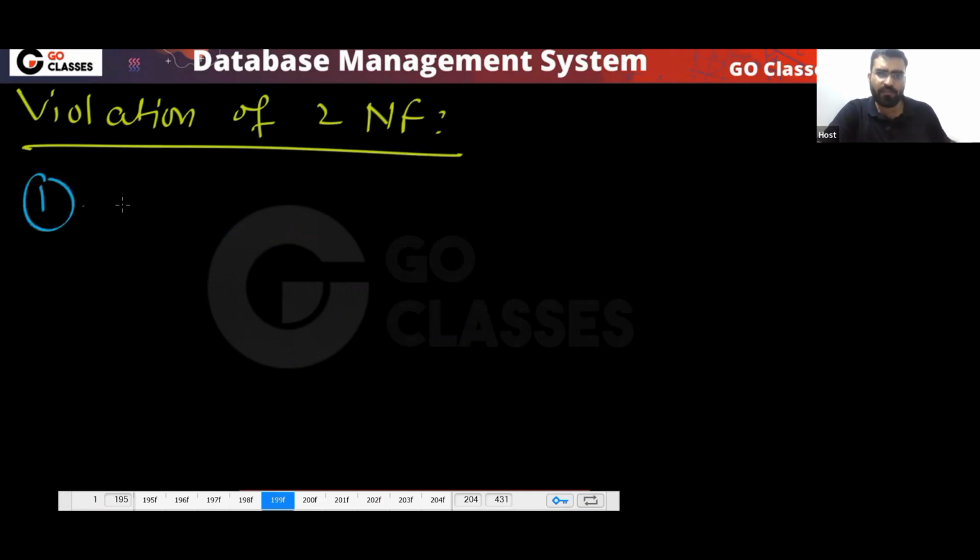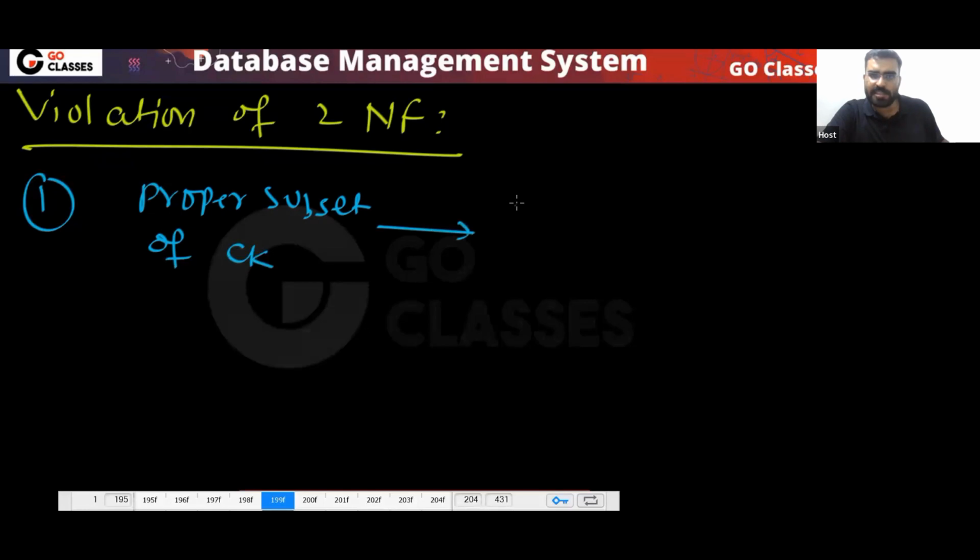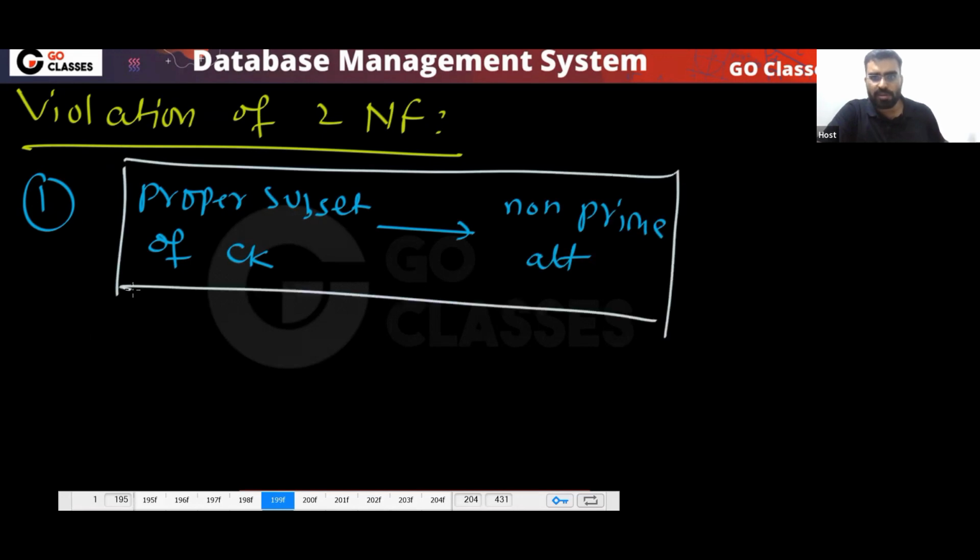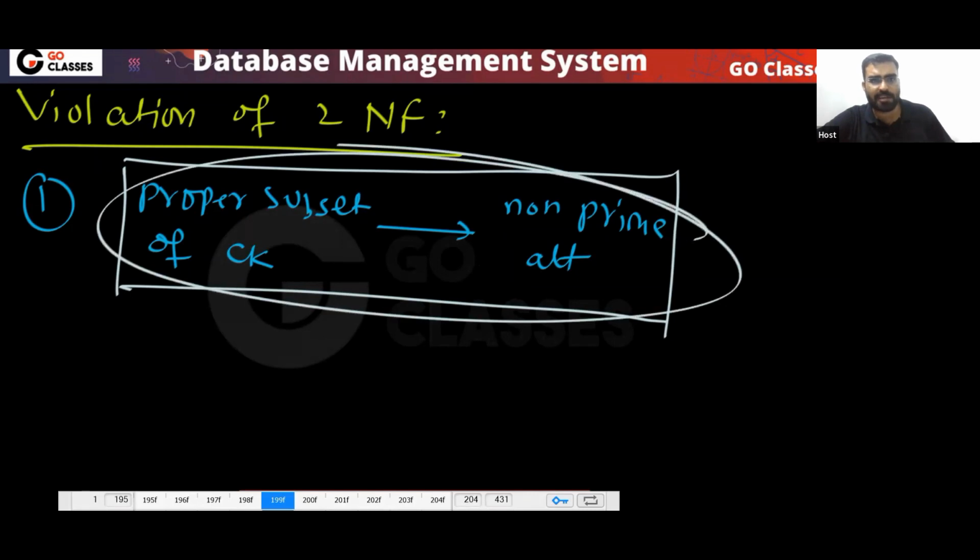So violation of 2NF: first, I can say that whenever a proper subset of a candidate key determines a non-prime attribute, this is a violation of 2NF. But what is the mistake many students make? They call this partial dependency. Remember, this functional dependency is a violation of 2NF, but this may not be partial.